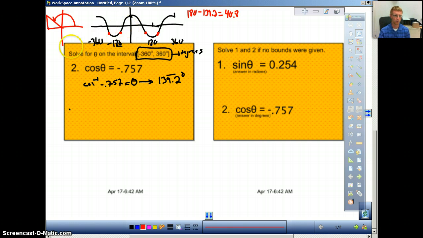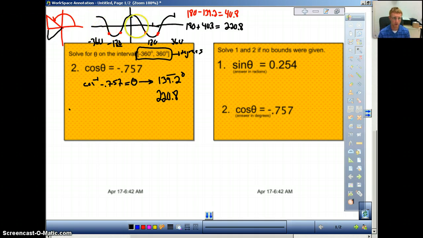Why is that important? Well, if I know that this is 40.8 degrees for my reference angle, then I know that when I go to the other place, that reference angle has to be the exact same thing. It's got to be 40.8. So to figure out what the full degrees would be, it's going to be 180 plus 40.8, and that is equal to 220.8 degrees. So that's going to be our other value, 220.8 degrees. That's how you figure this out.